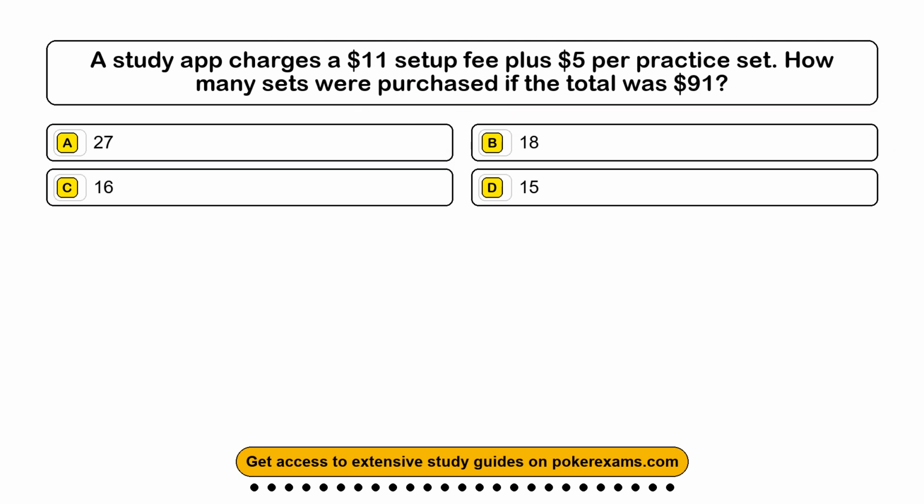Question 18. A study app charges a $11 setup fee plus $5 per practice set. How many sets were purchased if the total was $91? Option A 27. Option B 18. Option C 16. Option D 15.